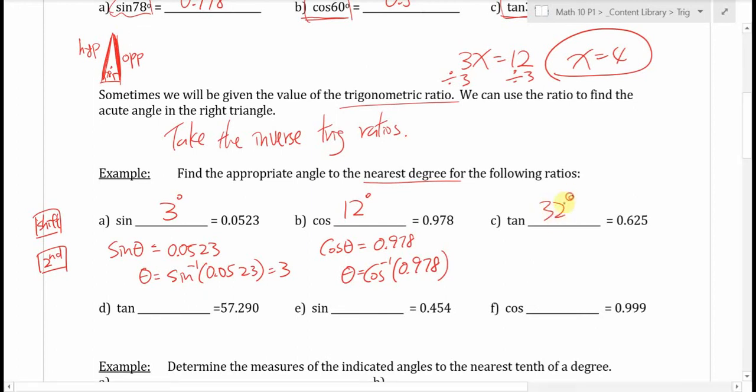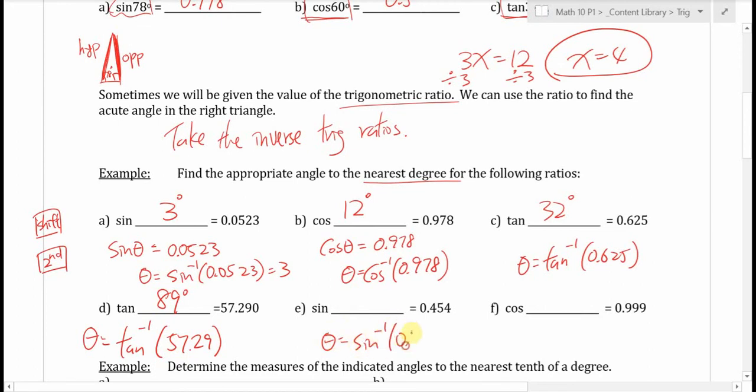This one you should get 32 degrees. Again, theta is going to be inverse tangent of 0.625. And this one is 89 degrees. Theta equals, you should write this out every single time, 29, and in this case it is the inverse sine of 0.454. This is 27 degrees. And finally, this is going to be 8 degrees.